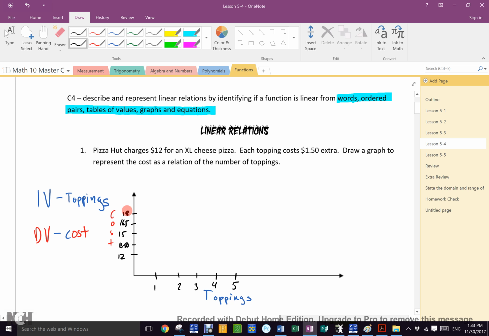Now, here's where you're going to screw it up. The first dot on this graph, if I order 0 toppings, goes where? At 12. Right there, yes? Is it an open or a closed dot? It is closed because I am able to order a pizza with no toppings. If I input 0 toppings, I get an output of $12.